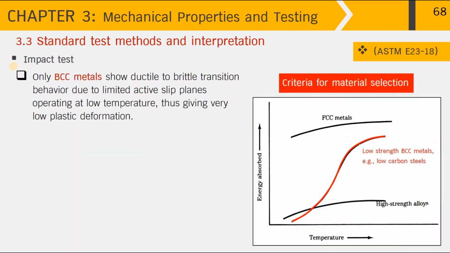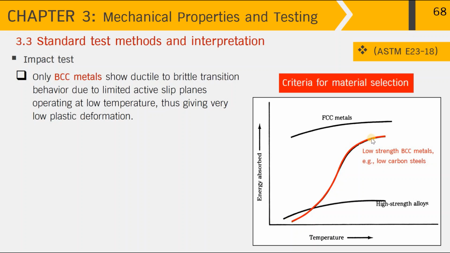And as I mentioned earlier, only the BCC metals experience the ductile to brittle transition behavior, and that is due to the limited active slip planes operating at low temperature, which gives less chance for the metal to deform in a plastic manner, showing less plastic deformation, and then subject to brittle failure at low temperatures. Here is the ductile to brittle transition temperature curve again, on the red line here.